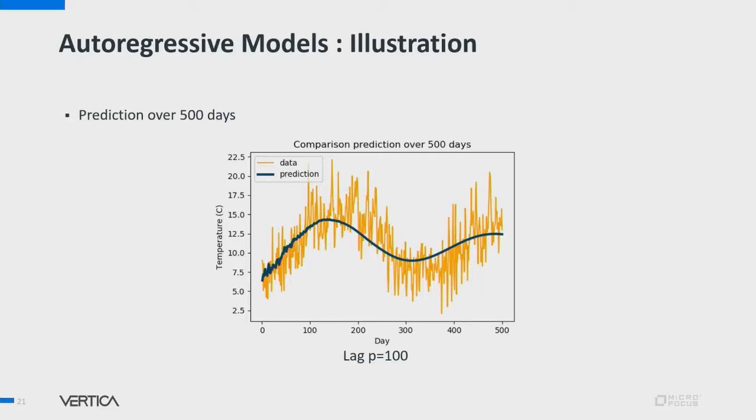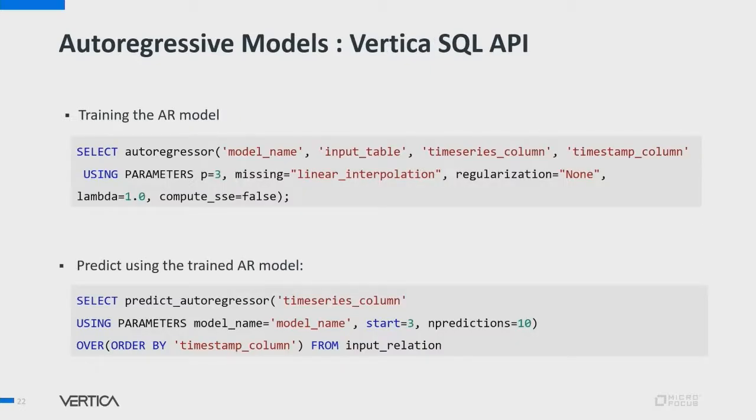So if you want to implement this or use this in Vertica using the SQL API, there's a pretty easy and simple script for that. You can train the model, select autoregression, give it a model name. You can tell it the name of the input table or any other input relation, views, timetables. You have to tell it the name of the column where the timestamps are stored. So here we are calling it the time series column, and the timestamp column using parameters.